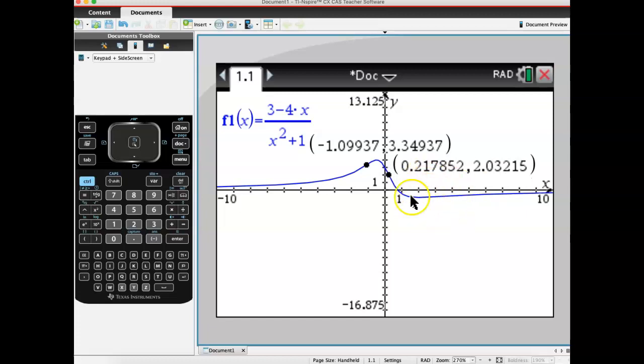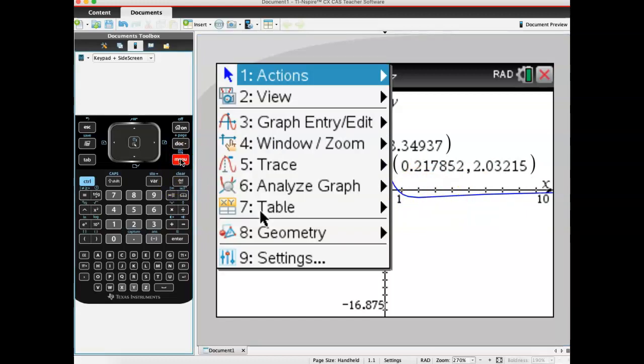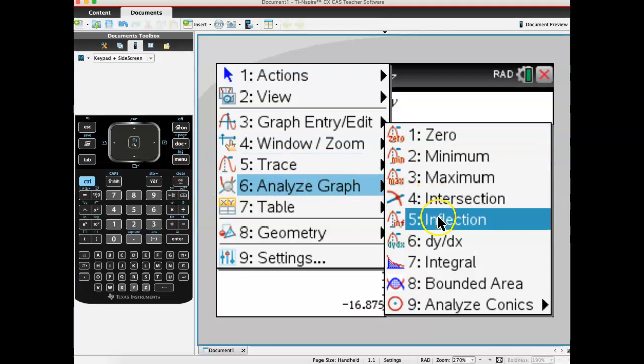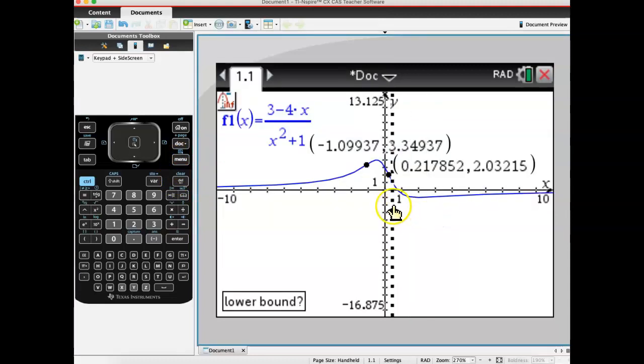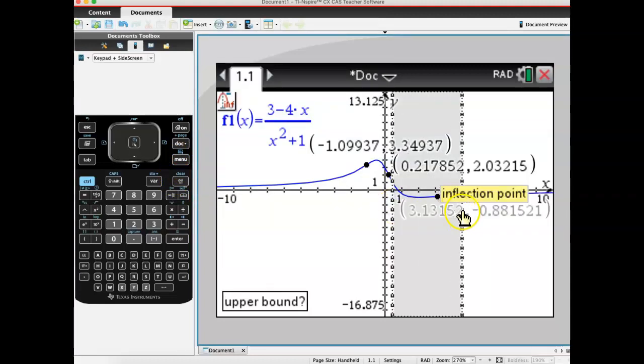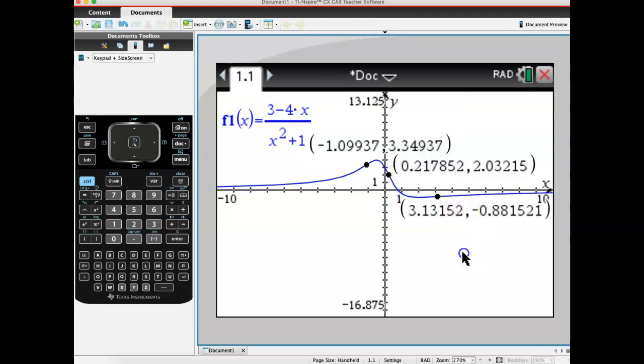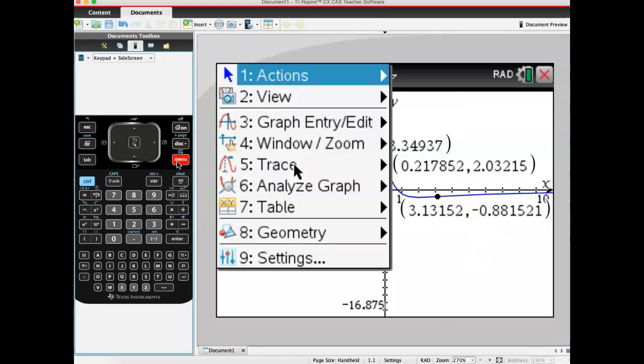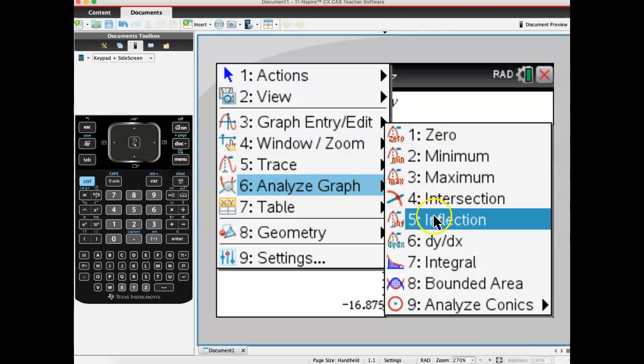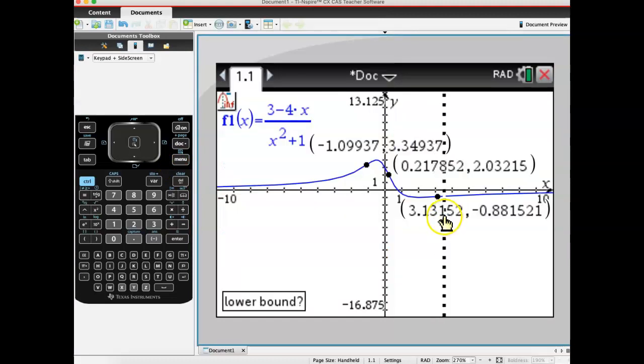I said I felt another one out here, so I'm going to go menu, analyze graph, inflection, and I'm going to go tight to that one, and there it is, boom. And if you think there might be another one, you can say menu, analyze graph, inflection, go tight to it, and there's nothing. Okay, so then you hit escape on there. So those are my points of inflection. Remember, we're rounding those to 3 decimal places.